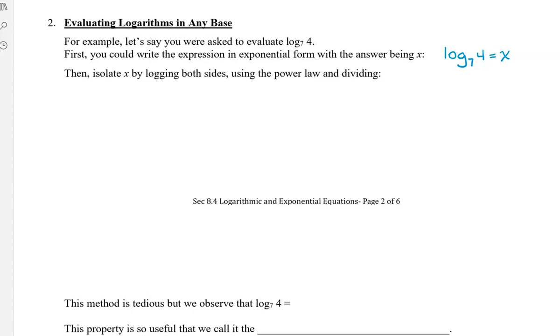And then what I'm going to do is write this expression in exponential form. So this would be 7 to the power of x is equal to 4. Now what I want to do is isolate x. I can do this by logging both sides. It's kind of like if I square rooted both sides, or if I divided both sides by 3 or whatever. So in this case, I'm going to log both sides.